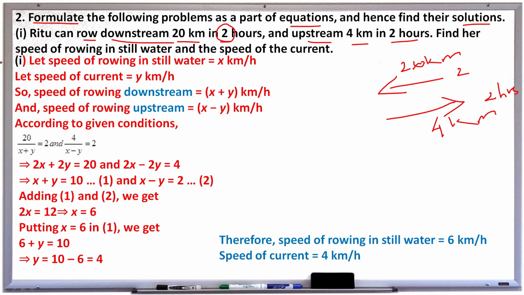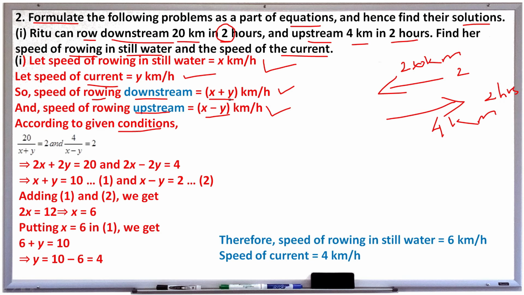Now find the speed of rowing in still water and the speed of the current. The speed of rowing in still water, let us take it as x km per hour. Speed of current we can take it as y km per hour. Speed of rowing downstream is x plus y km per hour. When you go upstream, x minus y km per hour. We are framing according to the question.